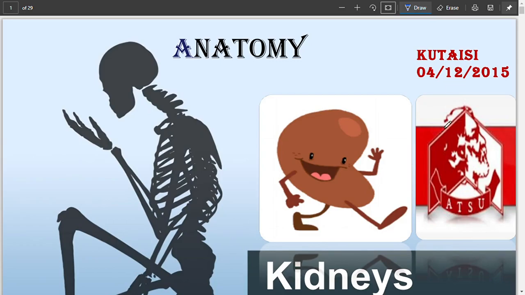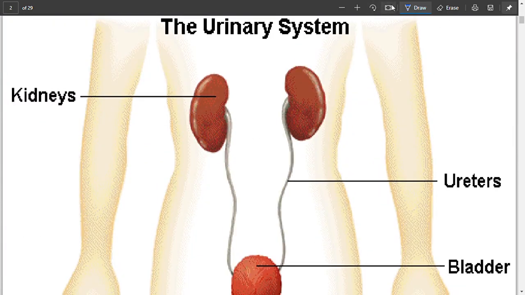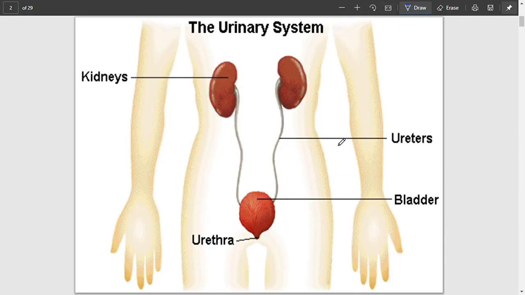Hello and good morning. Today our topic is the anatomy of the kidneys, and we'll try to cover it in as much detail as possible.